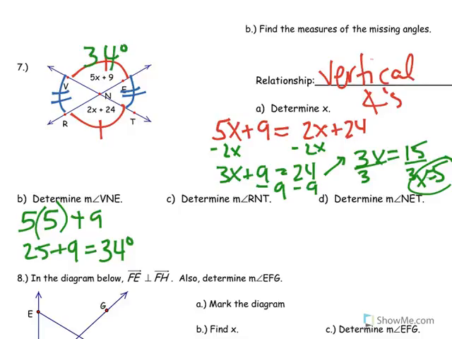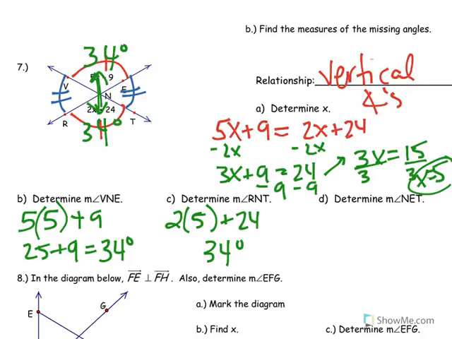Then I need to find the measure of RNT. That's this angle down here. Well, there is an expression that I can plug into. I can do 2 times 5 plus 24. But notice, that's also 34. And I knew that from the picture because those are vertical angles. Remember, the angles that are across from each other, those are going to be the same.